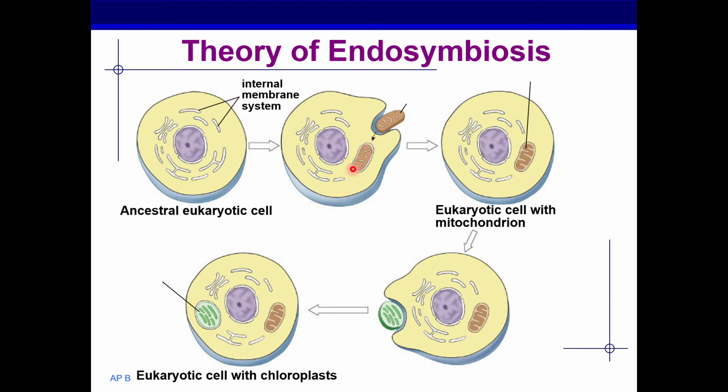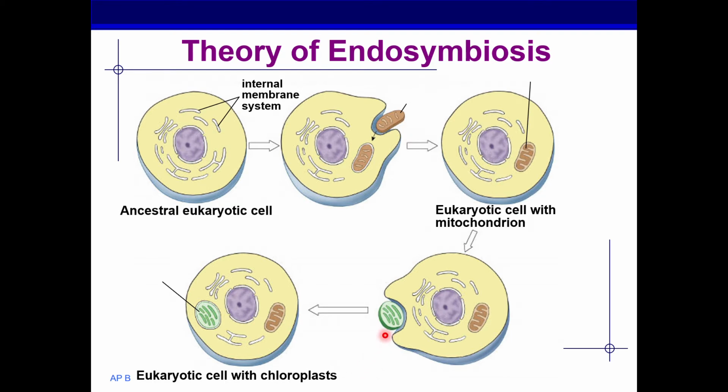And so now this cell is using oxygen to make its energy, makes more energy than what it needs, and so those extras are able to be used by the ancestral cell. So it's a benefit for both of those cells. That eukaryotic cell keeps that mitochondrion, and then as it grows and divides and reproduces, that cell stays in there and stays part of it.